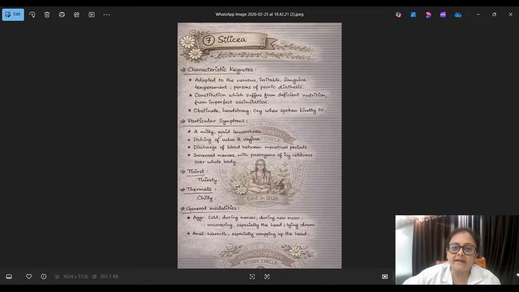A milky acrid leukorrhea, itching of vulva and vagina, discharge of blood between menstrual periods. See, a milky acrid leukorrhea during urination. This is a characteristic of Silicea. Even I had a patient who had leukorrhea only during urination. With Silicea, she was much better.